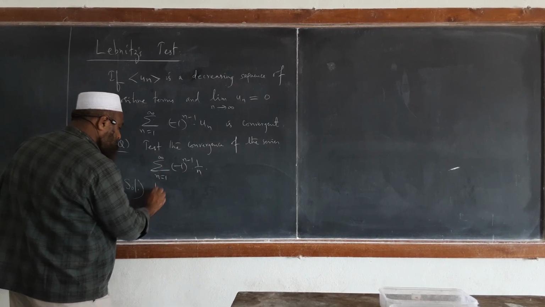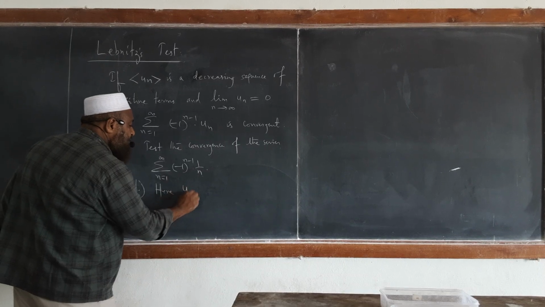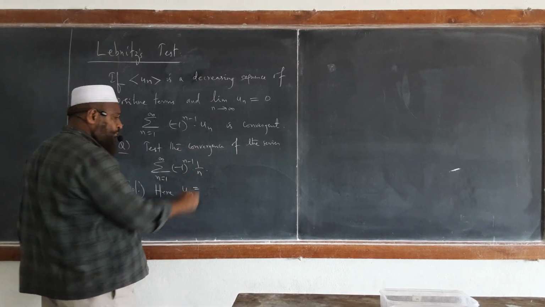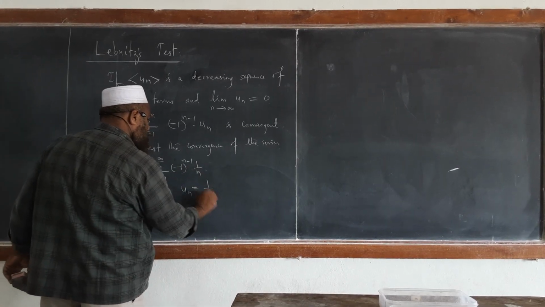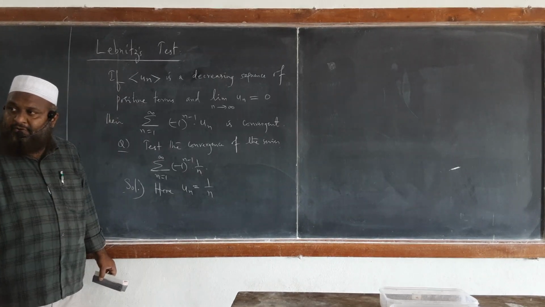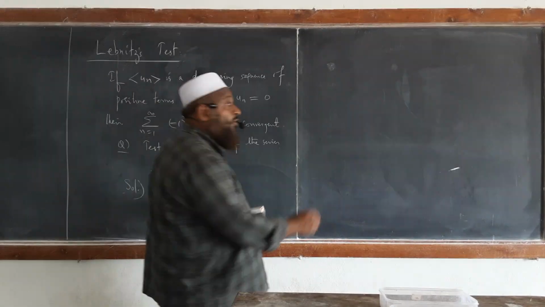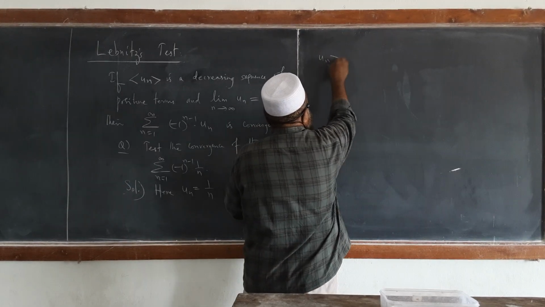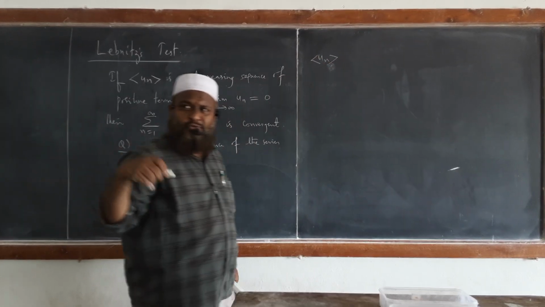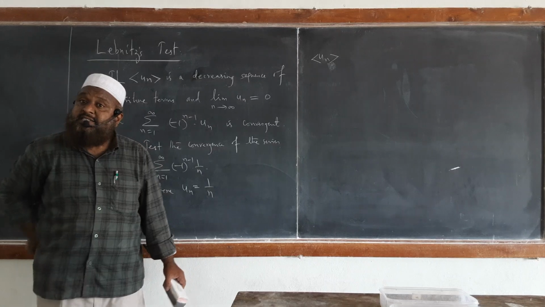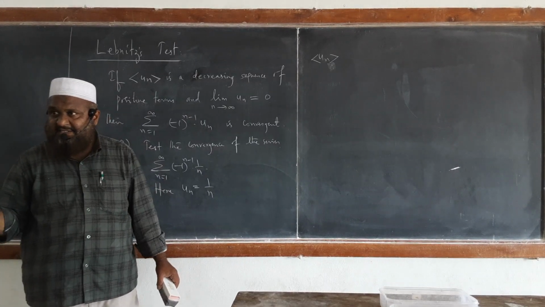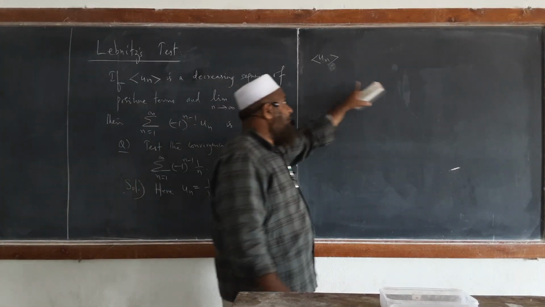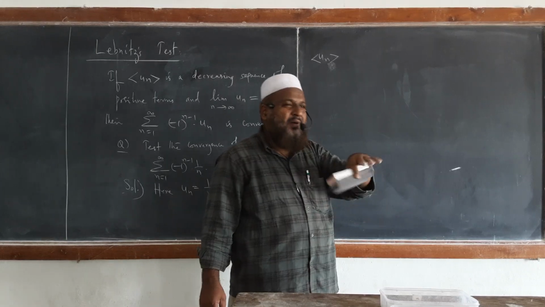Here, what is un? 1 by n. Un is equal to 1 by n. What will be the terms, you tell me? Un will be 1, 1 by 2, 1 by 3, and so on. It is a decreasing sequence. You can also prove how it is decreasing. But I am avoiding that proof.